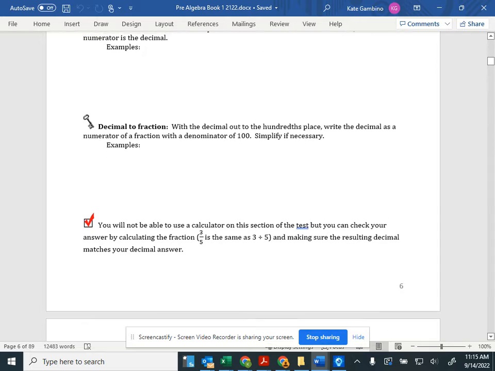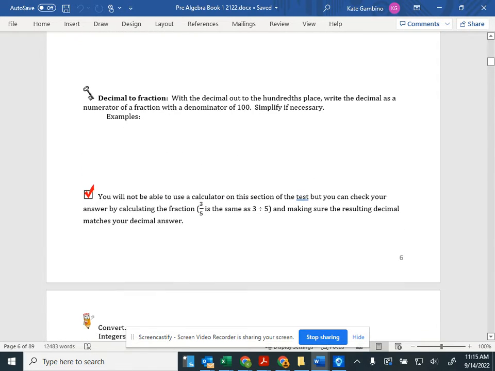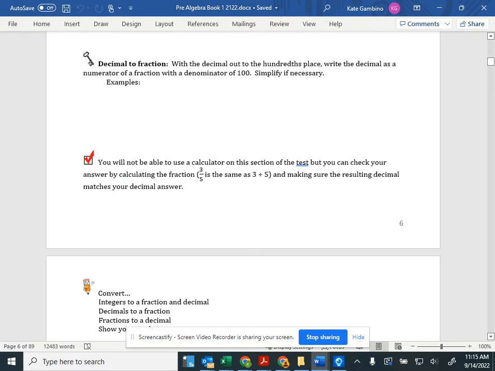All right, decimal to fraction. Write the decimal out to the hundredths place. Write the decimal as the numerator of a fraction with the denominator of 100. Simplify if necessary. So here's some examples.